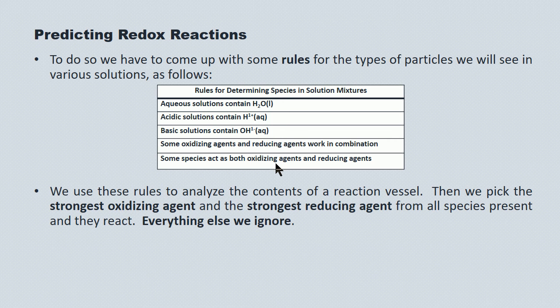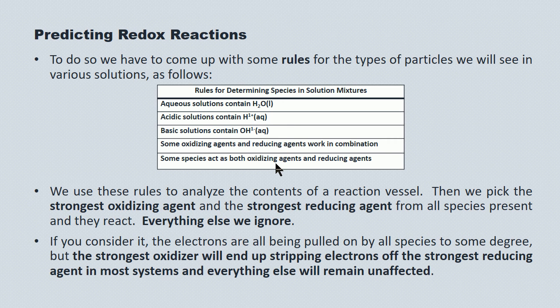So we use these rules to analyze the contents of any given reaction vessel. And we determine the strongest oxidizing agent and the strongest reducing agent from all species present. Everything else we can ignore. If you consider what's happening, the electrons are being pulled on by all species in the system to some degree. But ultimately the strongest oxidizer will end up stripping electrons off the strongest reducer, and everything else will remain unaffected.